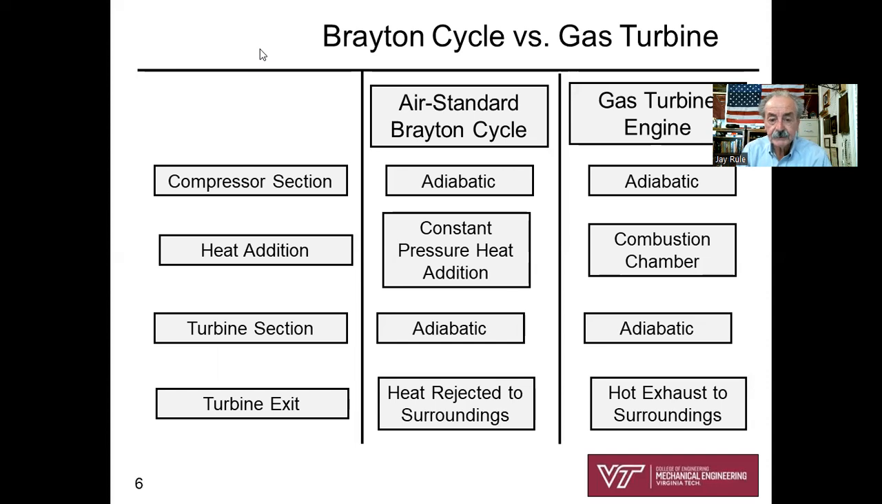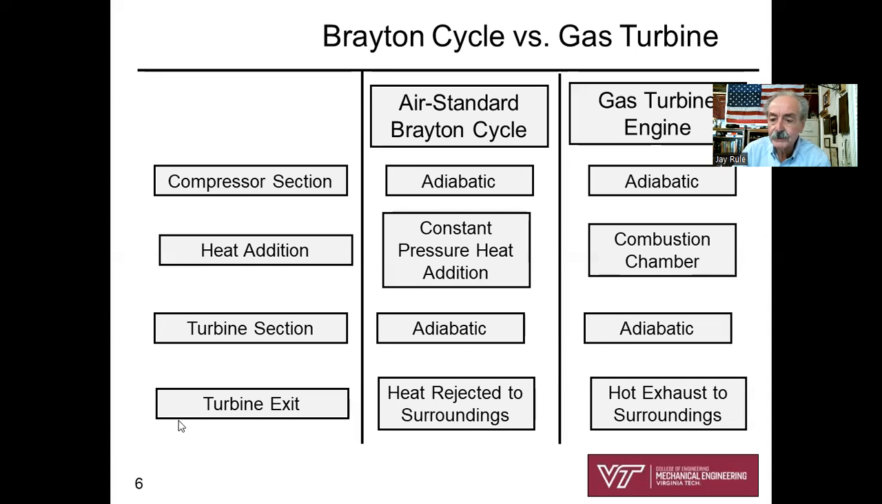So let's compare and contrast the Brayton thermodynamic cycle with a gas turbine engine. In the compressor section, both of these are well modeled by an adiabatic process. In most cases, in the real world, it's an adiabatic and irreversible process that we'll deal with. The heat addition process, for the Brayton cycle, we model as constant pressure heat addition, where no work is involved. In the gas turbine engine, that's where the combustion chamber is. The turbine section, similar remarks as the compressor section. Both of these situations are characterized by adiabatic processes.